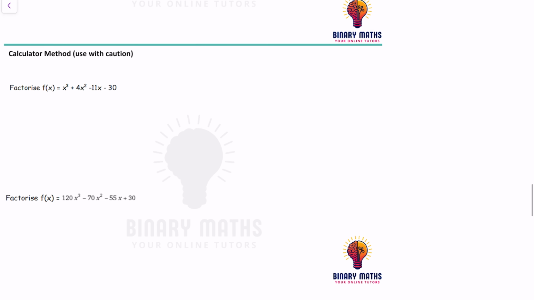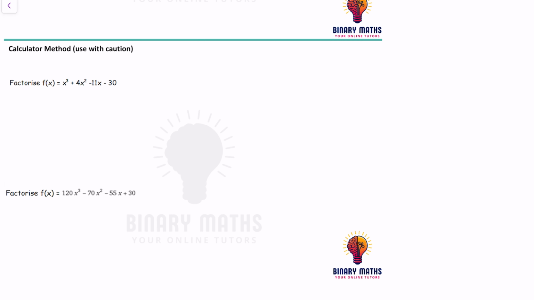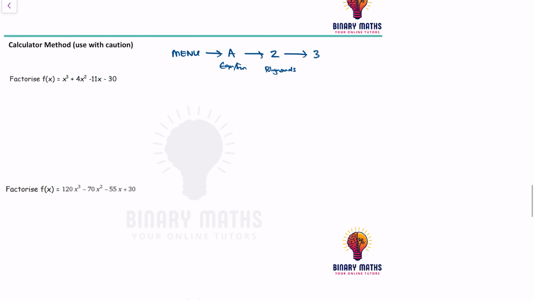Okay, now you can use a calculator to help you to factorize these questions, but just be very careful. When you use a calculator, you need to go to first menu and then select A, which is, I think, equations. This is equation of functions. Then select 2, which is polynomials. Then select the degree, which is 3. Select degree 3, because in these questions they're all cubic, so degree is 3.